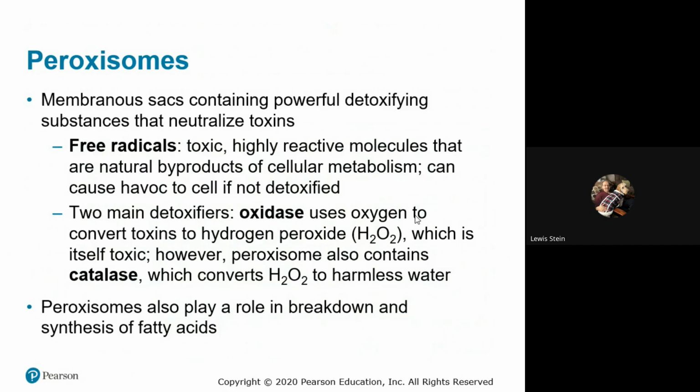So the one that's the worst is called O2 minus. It's O2 with a minus sign. It's called superoxide, not so super to me, the superoxide radical. Here's another of these, the peroxisome. Its job is to detoxify these highly reactive molecules, natural byproducts of cellular metabolism, which can cause havoc to the cell if not detoxified.